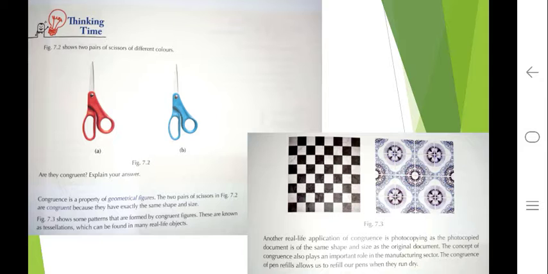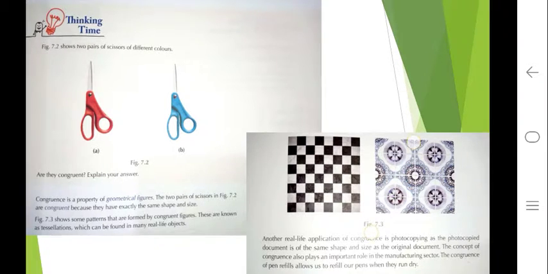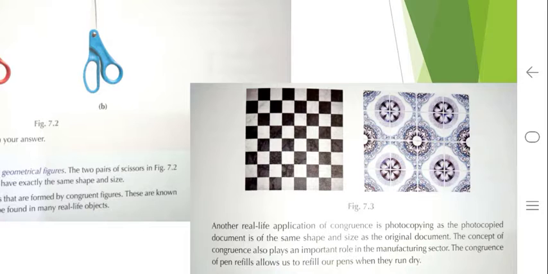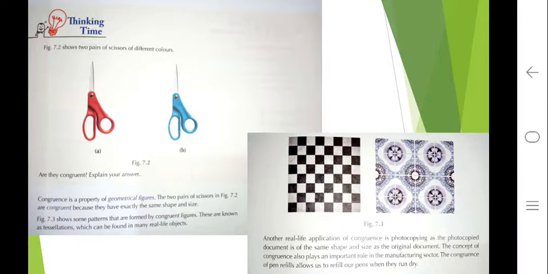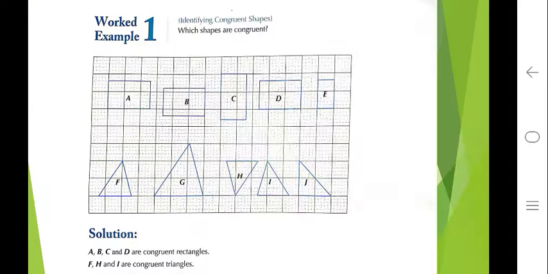Another real-life application of congruence is photocopying, as the photocopied document is the same shape and size as the original document. The concept of congruence also plays an important role in the manufacturing sector. The congruence of pen refills allows us to refill our pens when they run dry. So to create something that is exactly the same shape and size as the previous one.